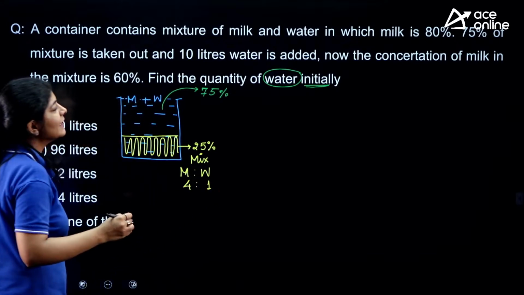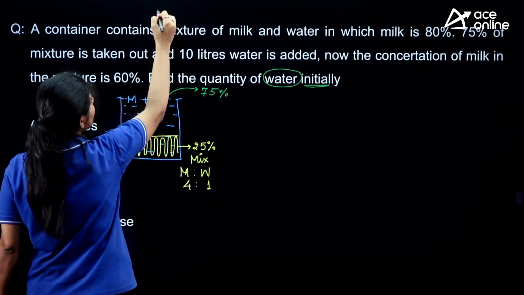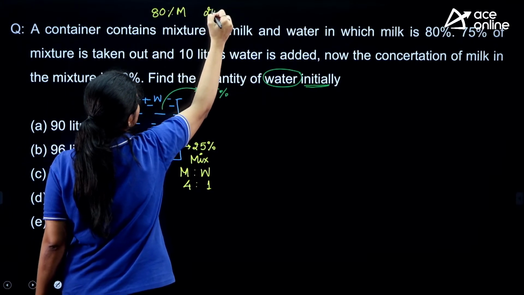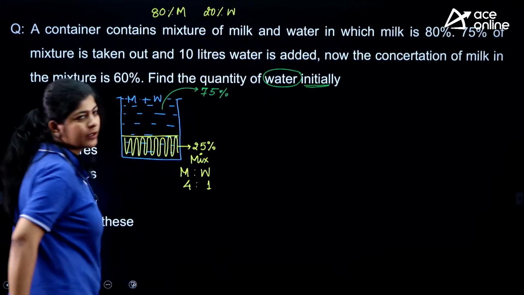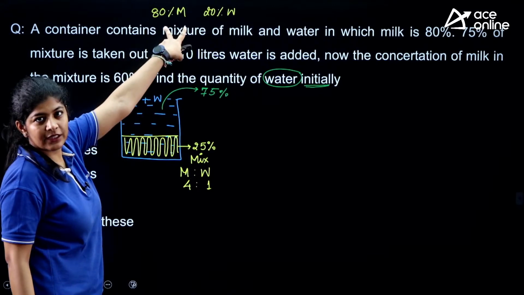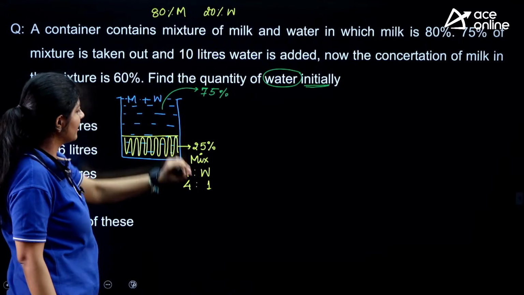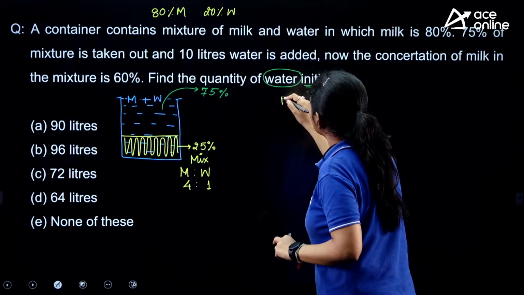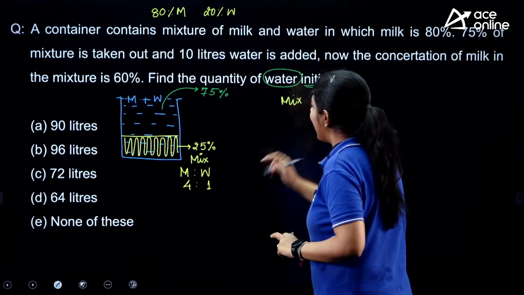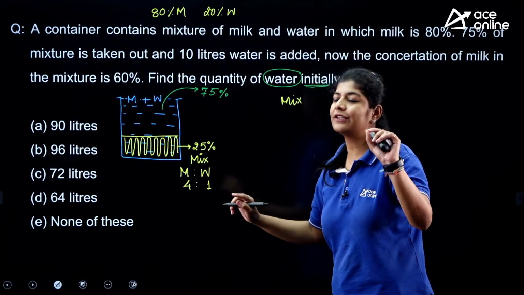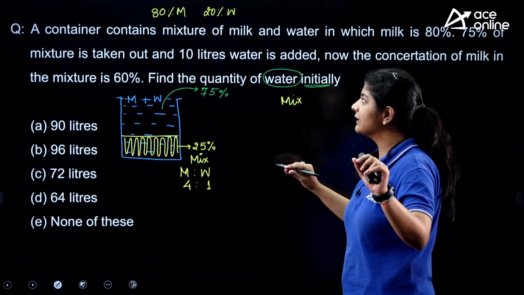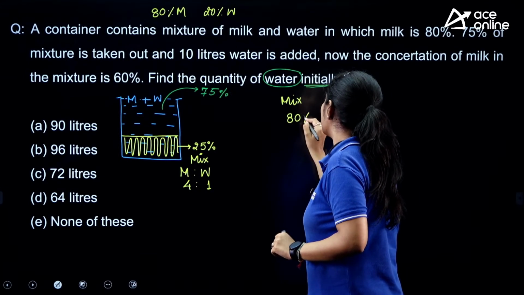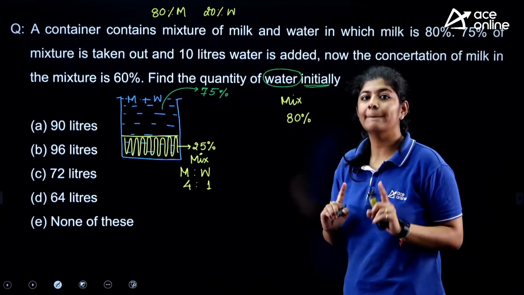How am I writing this? Because I know that if in a mixture 80% is milk, then the remaining 20% is water. So if I want to write down the ratio between milk and water, it is 4:1. The question is saying that in the mixture, I am having 80% of milk.